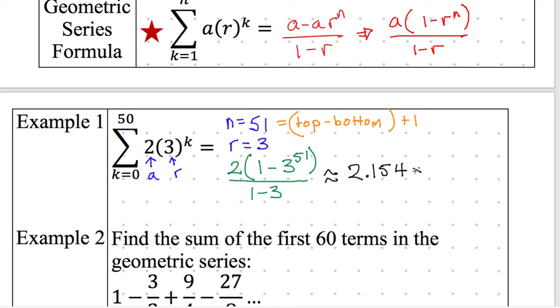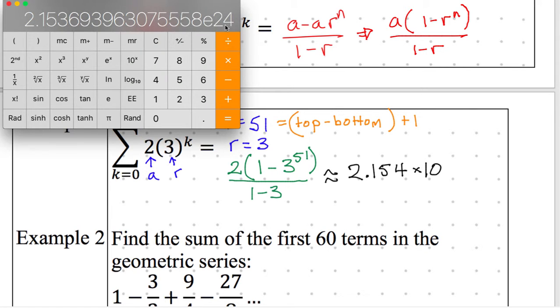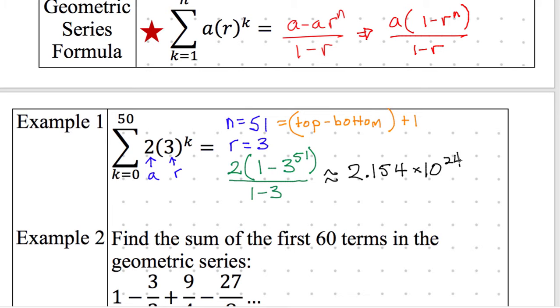2.154 times 10 to the power of 24. And that is our answer. I mean, technically I could have more decimals if I wanted to, but I think that's good. We'll just go 3 decimals for scientific notation.